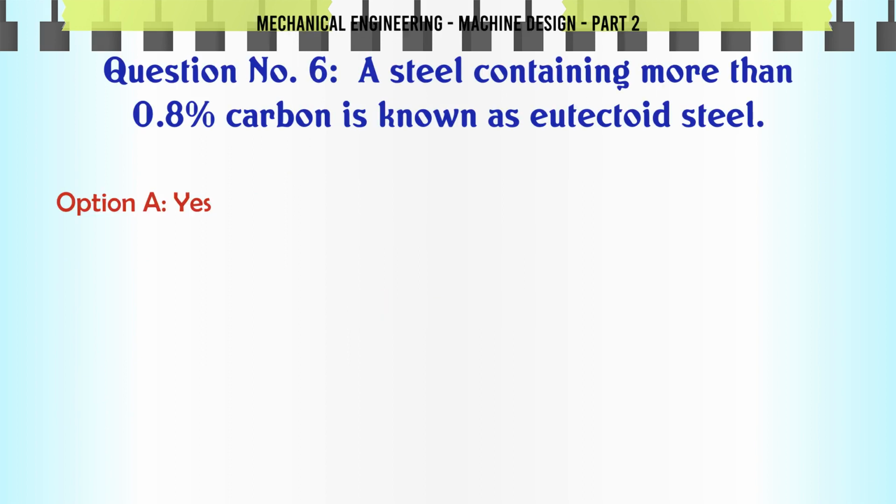A steel containing more than 0.8 carbon is known as eutectoid steel. A. Yes, B. No, C. D. The correct answer is no.